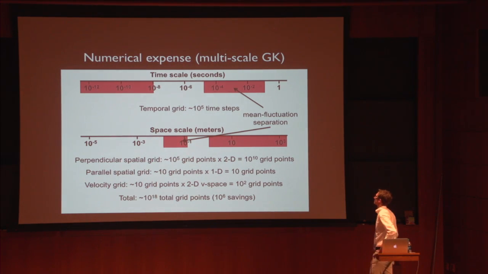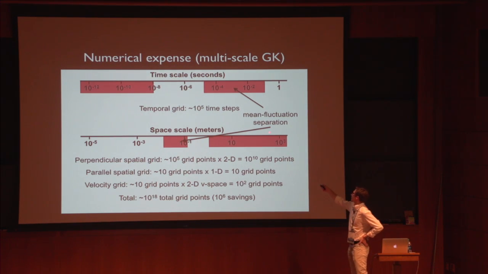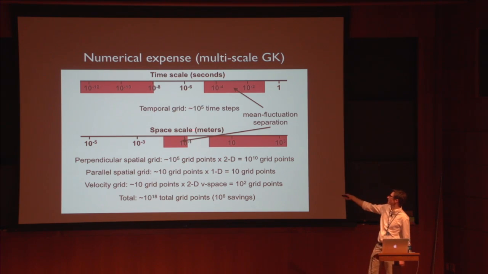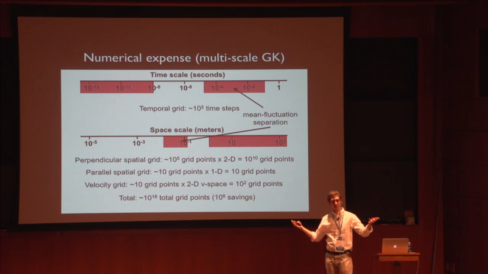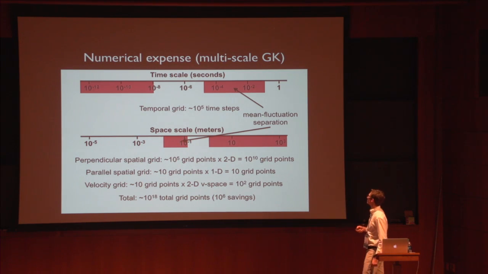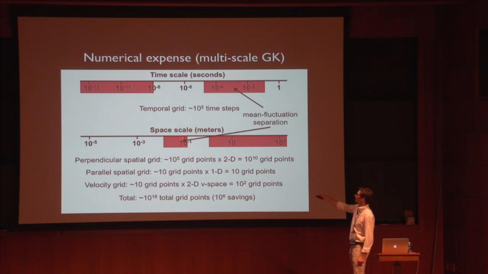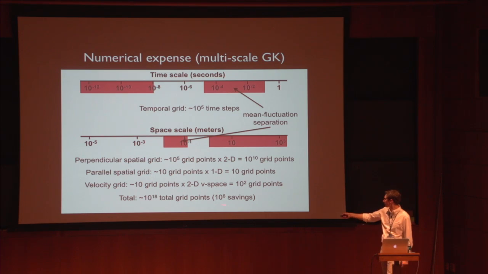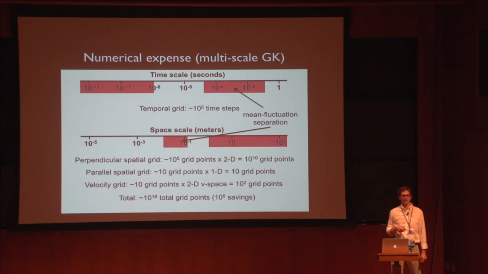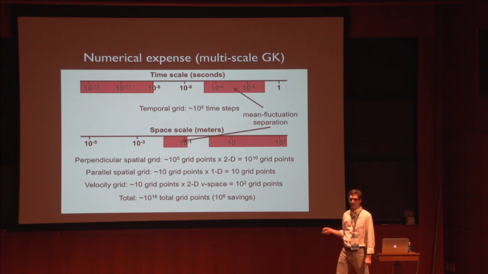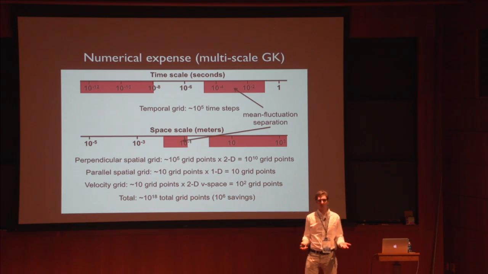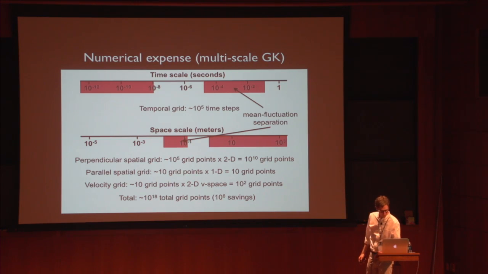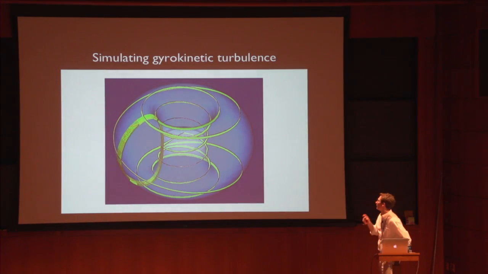And so what has that bought us? Well, the fact that we take into account the time scale separation and the spatial scale separation between the mean quantities, the equilibrium, and the turbulence or the fluctuations means we can throw away some more time scales and some more spatial scales in the problem. So this saves us another factor of 10 to the 6, and this brings us down to 10 to the 18 grid points, which is really something which is now doable on current supercomputers.